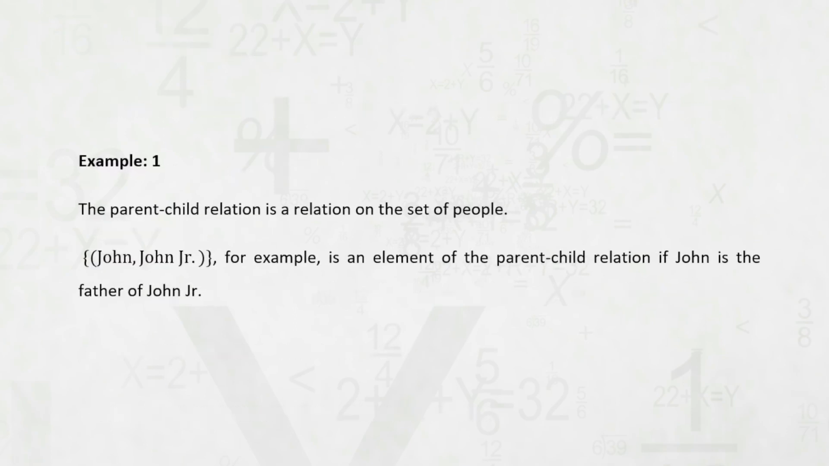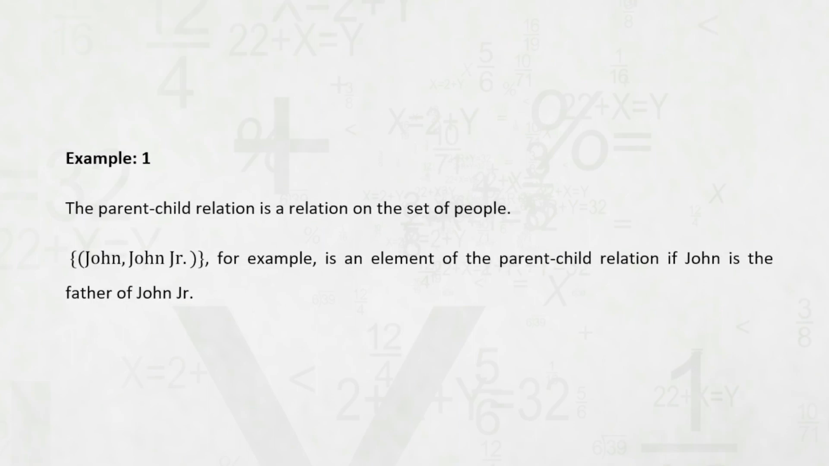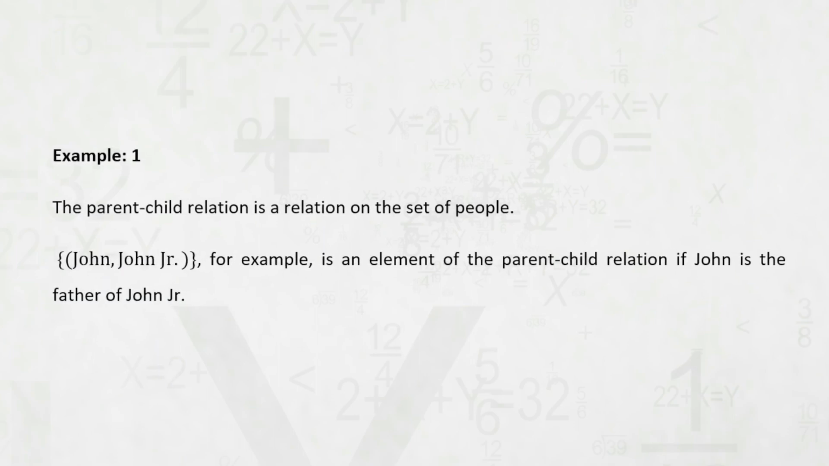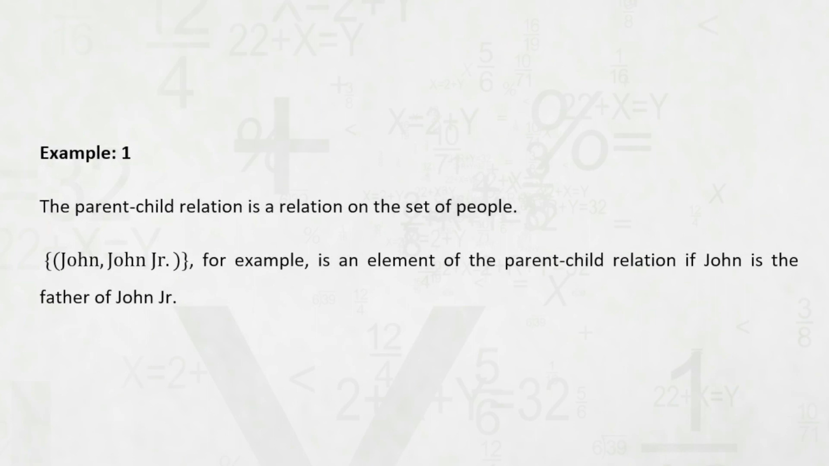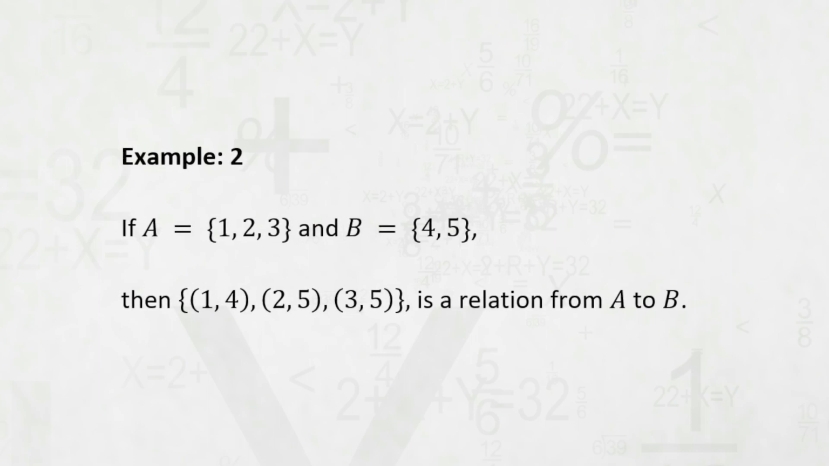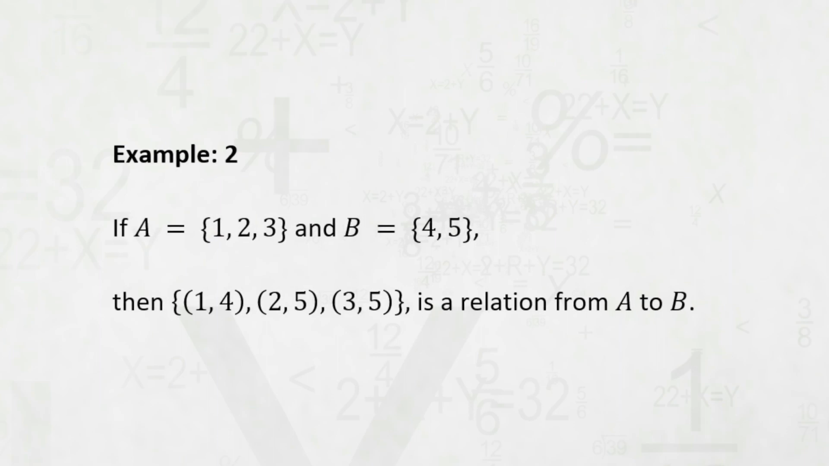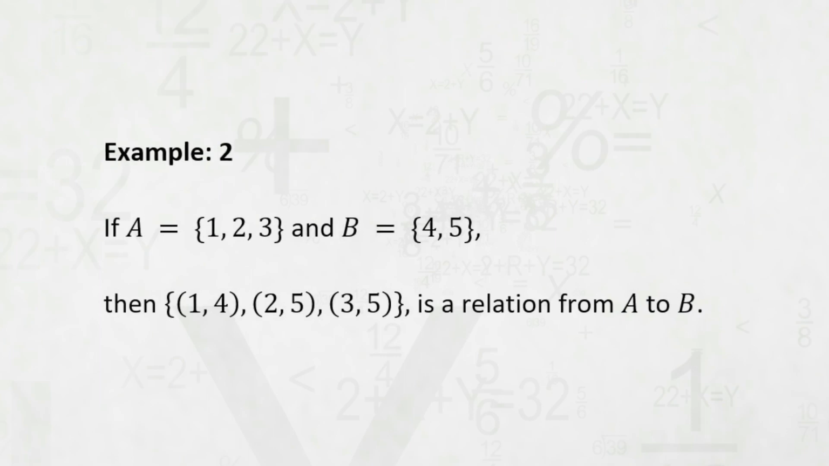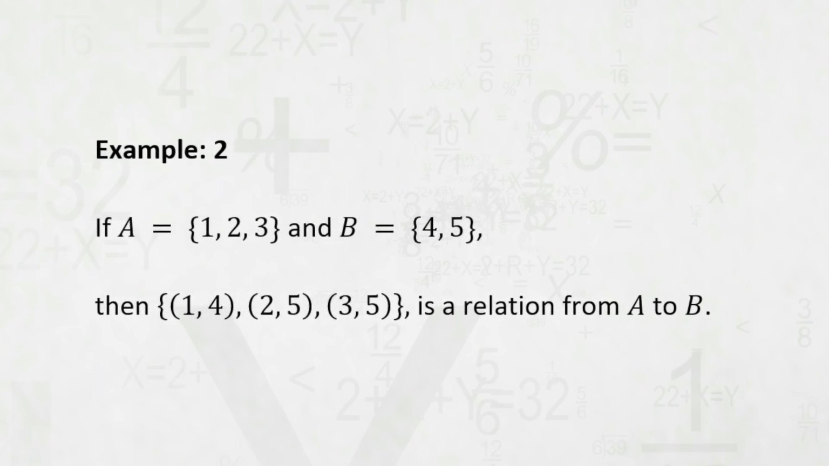Example 1. The parent-child relation is a relation on the set of people. For example, (John, John Jr.) is an element of the parent-child relation if John is the father of John Jr. Example 2. If A is equal to {1, 2, 3} and B is equal to {4, 5}, then the ordered pairs (1, 4), (2, 5) and (3, 5) form a relation from A to B.